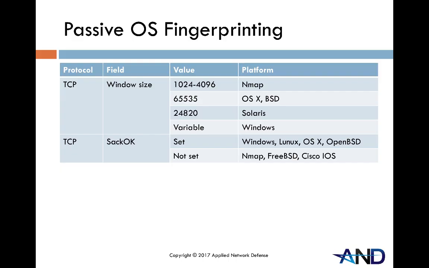Finally, we have the TCP selective acknowledgement flag and whether it's set or not set by default. In this case, we see Windows, Linux, OS X, and OpenBSD generally set that by default, whereas Nmap, FreeBSD, and Cisco iOS generally have that not set by default. So we just went through 5 fields here, just a few different options to look at. There are actually quite a few more of these.